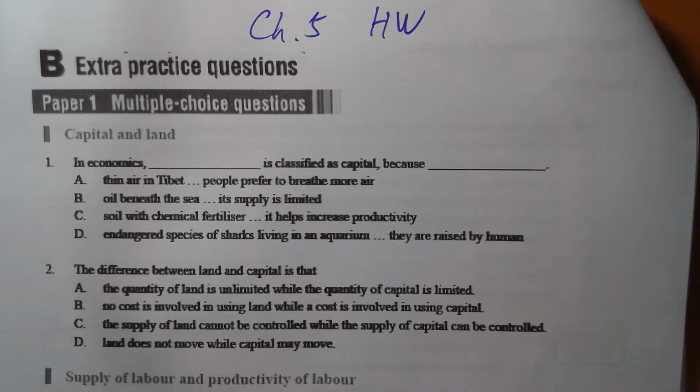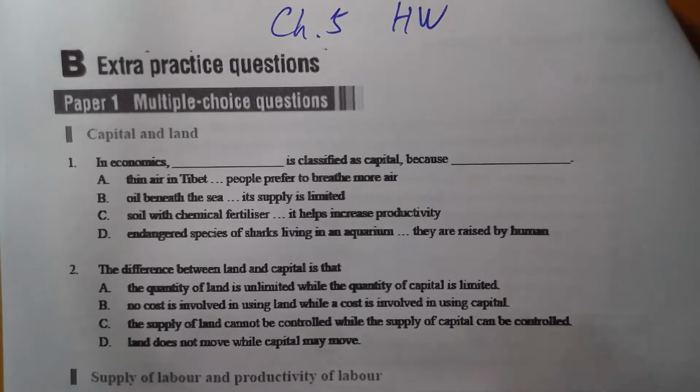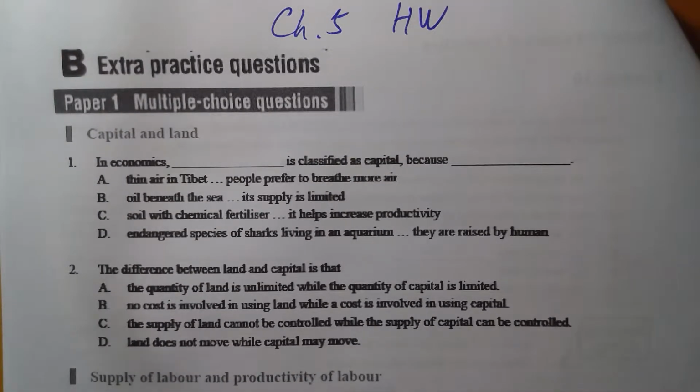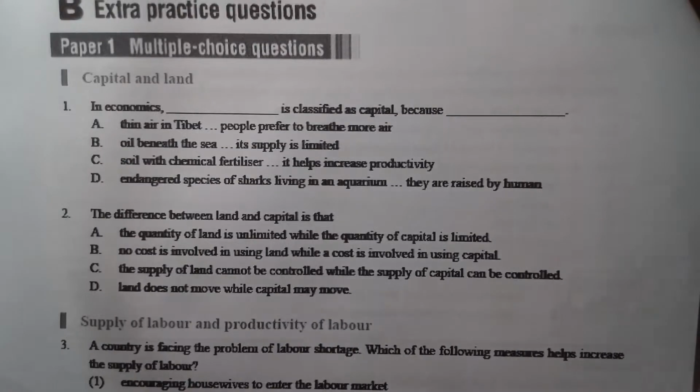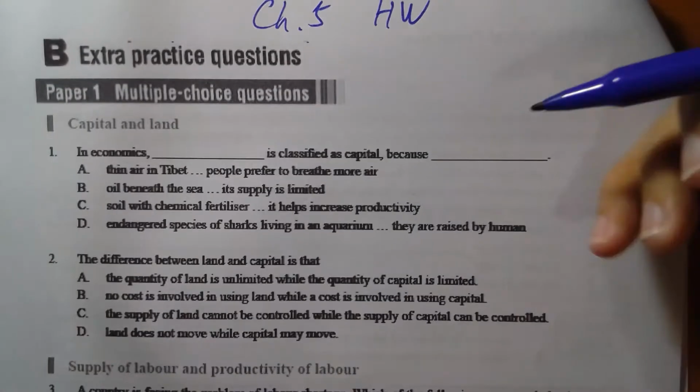Now here, as usual, we are going to look through the MC first, and then we look at the short questions and long questions. All right, now the first one. Now the first 2 questions here are about capital and land. So let's do a simple revision.